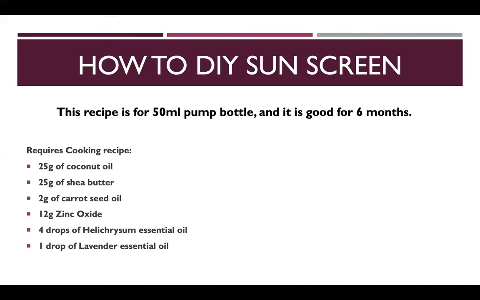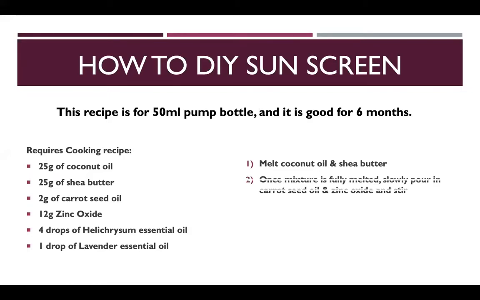For the cooking recipe, you have to take the coconut oil and the shea butter and melt them first. For the coconut oil, you can use fractionated coconut oil if you wish, or kitchen coconut oil, it doesn't matter. You put 25 gram and 25 gram together under a double boiler, or you can put it in the microwave to melt it. Once it's fully melted, pour in the carrot seed oil and zinc oxide. As you pour, remember to blend, otherwise the zinc oxide will become a bit lumpy. Then you can turn off the heat.